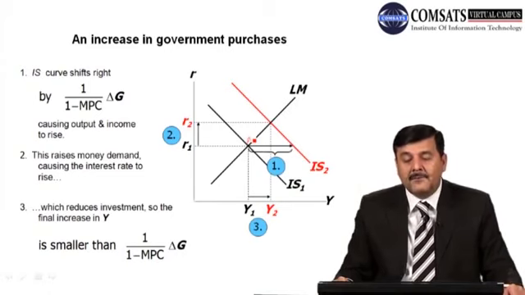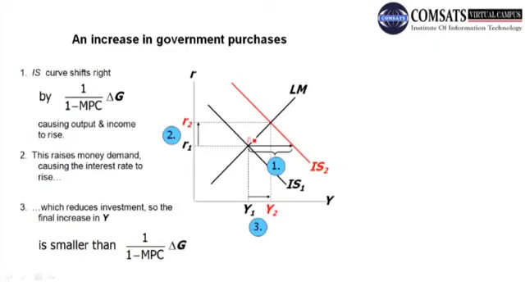What will happen? R will go up and income will go down, and now the economy is at equilibrium at point, let us say point B. Now the increase in income from Y1 to Y2 is smaller than the change in income by 1 over 1 minus MPC delta G.